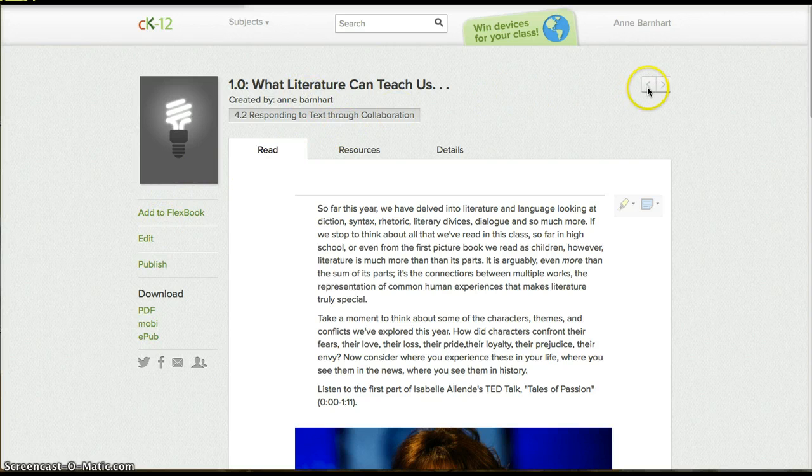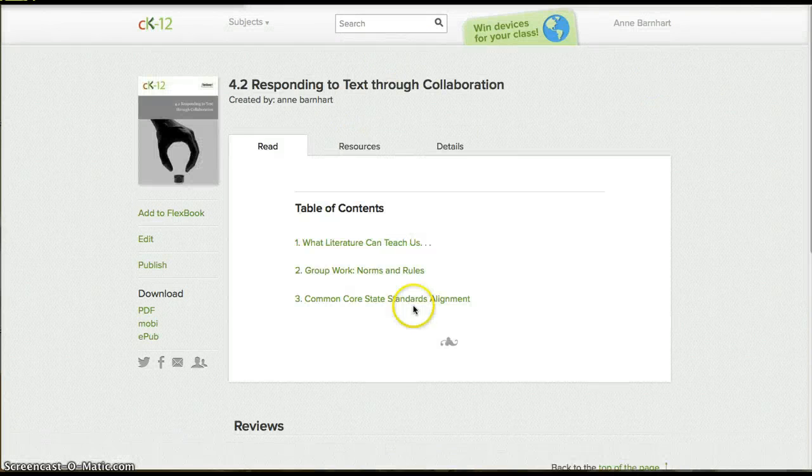The next chapter that is part of this unit is, I can't get to it right now. There we go. Okay, there we go.